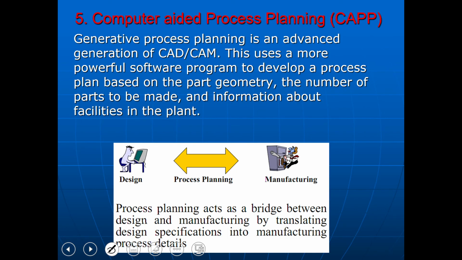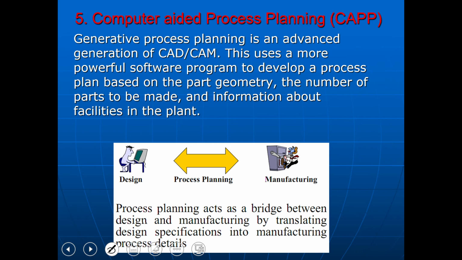And then number 5, computer aided process planning, CAPP. Generative process planning is the advanced generation of CAD/CAM. It uses a more powerful software program to develop the process plan based on the part geometry, the number of parts to be made, and the information about facilities in the plant. So computer aided process planning involves a lot of planning.